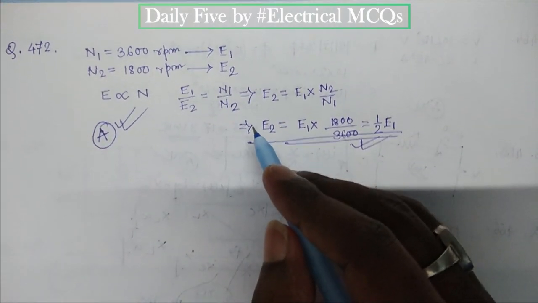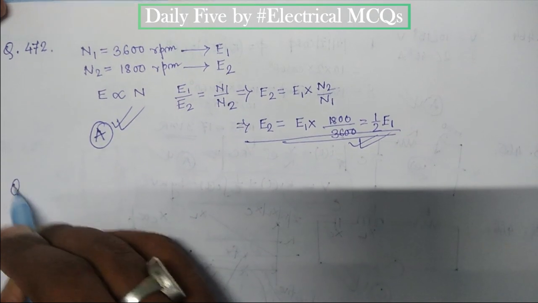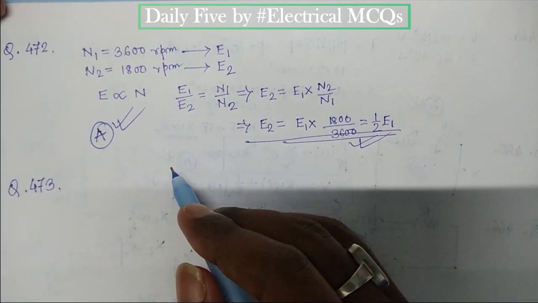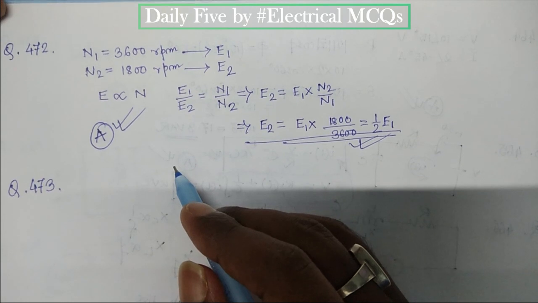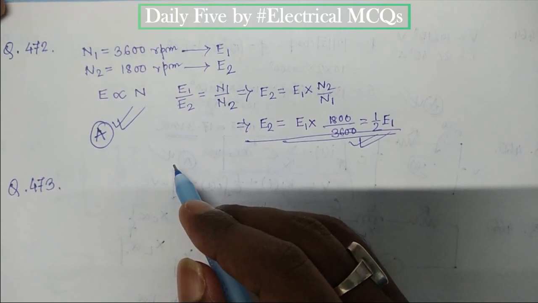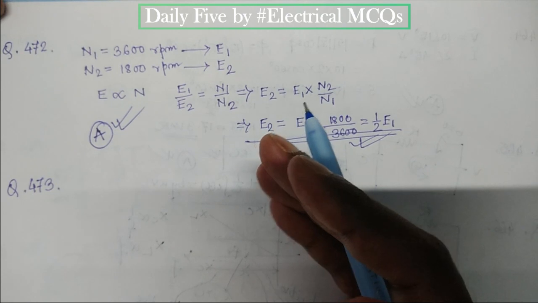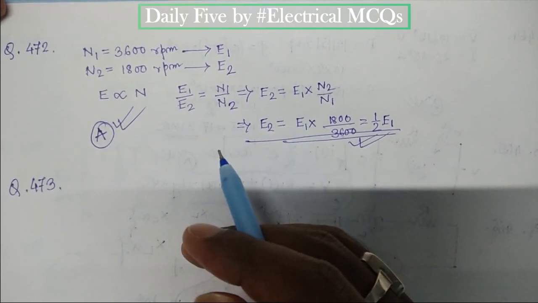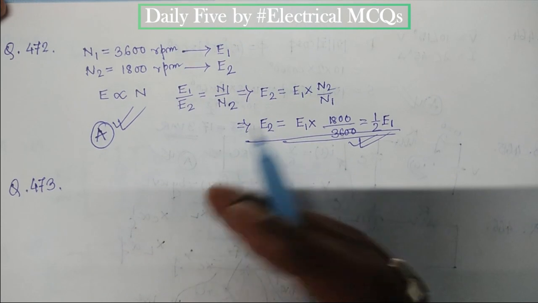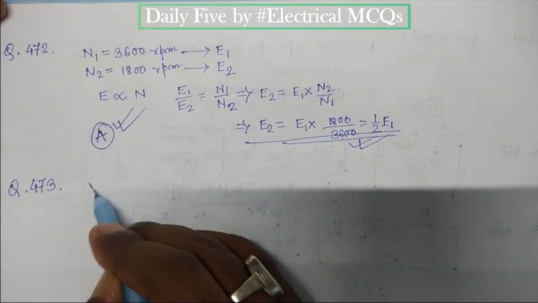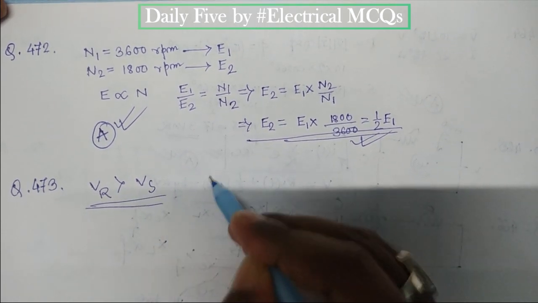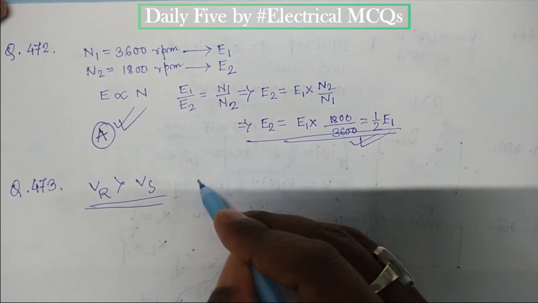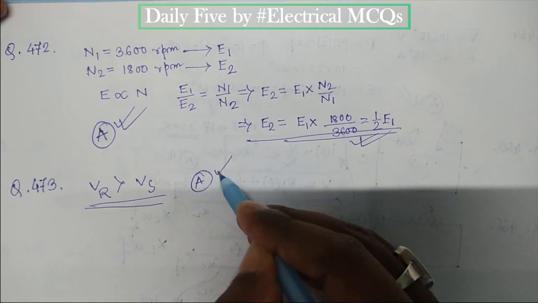Okay. Now we'll go for question number 473. It is a theoretical question. In a long transmission line, the receiving end voltage becomes higher than the sending end voltage at light load or no load condition. This is due to which effect? We know that this is due to the capacitance of the transmission line, due to which the receiving end voltage VR becomes greater than the sending end voltage Vs. This phenomenon is termed the Ferranti effect. So option A will be our answer.